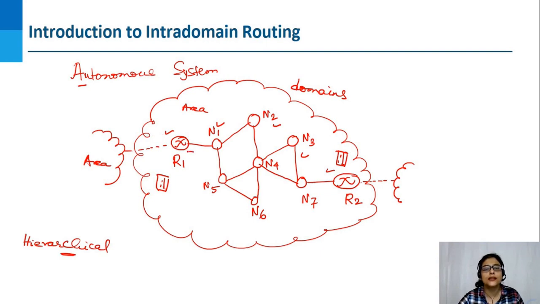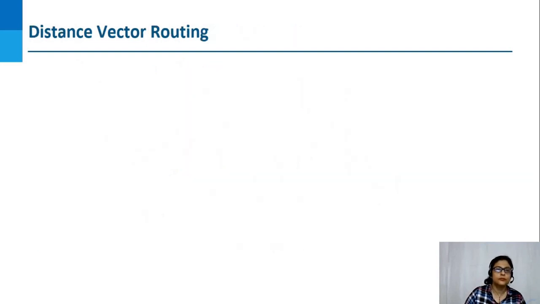Now, when packets are delivered from one router to different networks of the domain, maybe through different routers in the same domain, then it is known as intra-domain routing. For intra-domain routing, we have several protocols. Let us first understand distance vector routing. In distance vector routing, there are several steps. The first step is initialization.